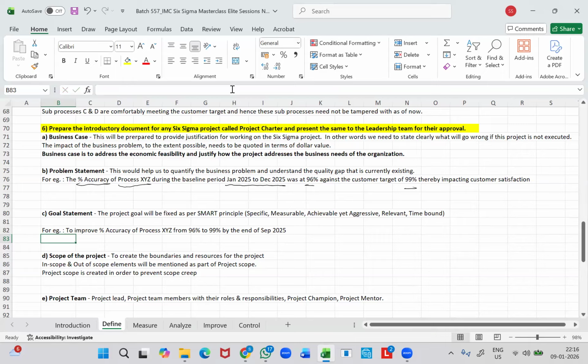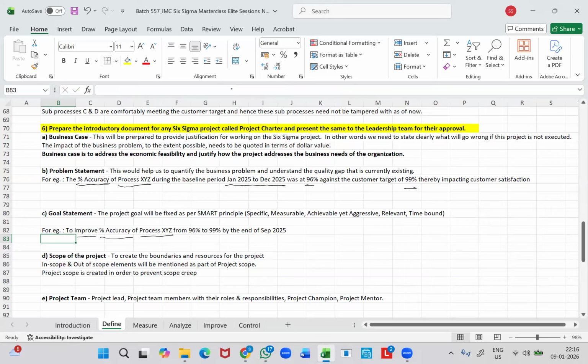So in this goal statement, again, if you see, it will start with the verb. That is, what is the action? So to improve is the action here, right? And what is that we are trying to improve? The CTQ metric, percentage accuracy, right? For which process? Process XYZ.